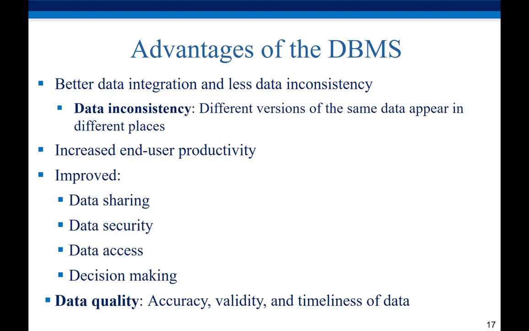Manage the DBS, simple. Data inconsistency is a nightmare. That is when you have different types of the same data. For instance, you could have a street that is spelled ST. You could have a street that's spelled STREET. How is the query going to find it unless it's consistent? So again, end user productivity is increased and improved data sharing, security, access, decision making. Data quality, if you don't have data quality, then that's a nightmare. So it's got to be.